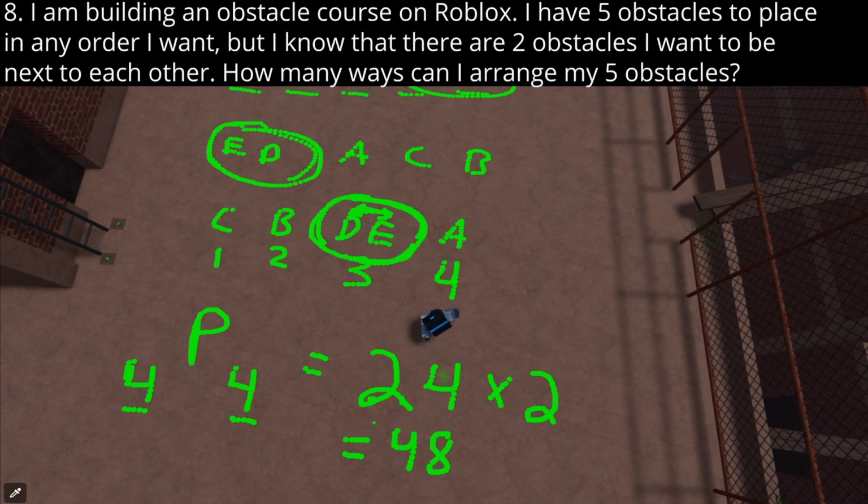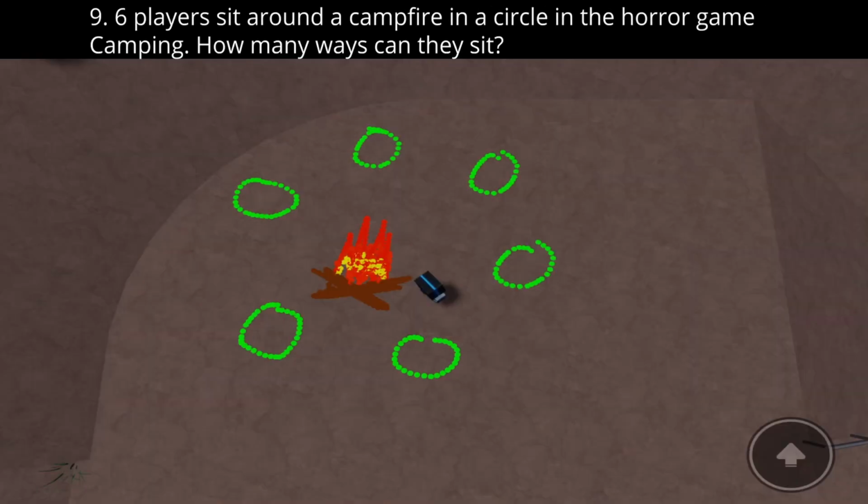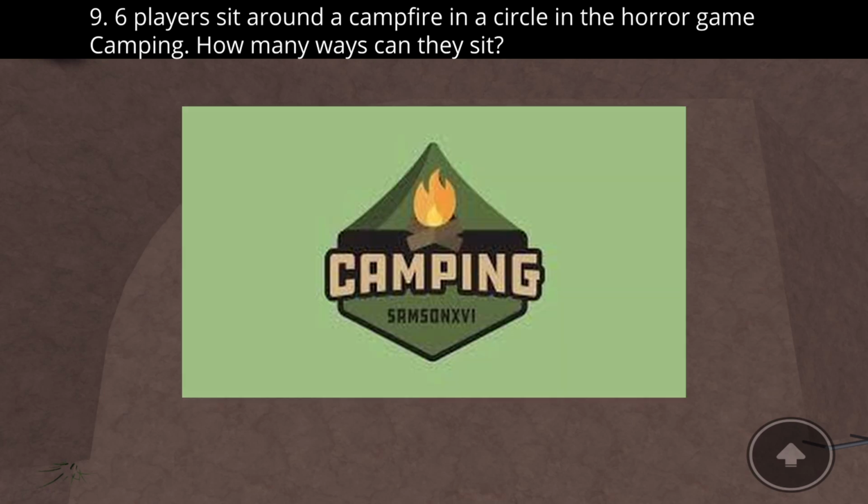So there's 48 ways to build my obby if I have 5 obstacles and 2 of them must be together, but the order of those 2 that are together is not specified, hence we multiply by 2 at the end. Let's move on to the next problem. In this problem, we have that 6 players are sitting around a campfire in the horror game Camping. How many ways can they sit?